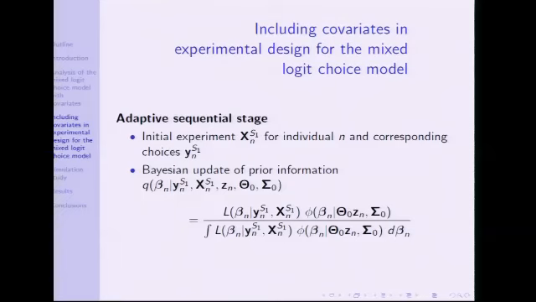Then once we've obtained the initial experiment for each individual separately, we can observe the corresponding responses, the corresponding choices, and that choice information is then used to update the prior information we already had. It's just with a Bayesian rule, by multiplying prior with likelihood, you get an updated version, so you get a posterior distribution for your individual parameters. Now, this updated prior information is then used to construct the subsequent choice set.